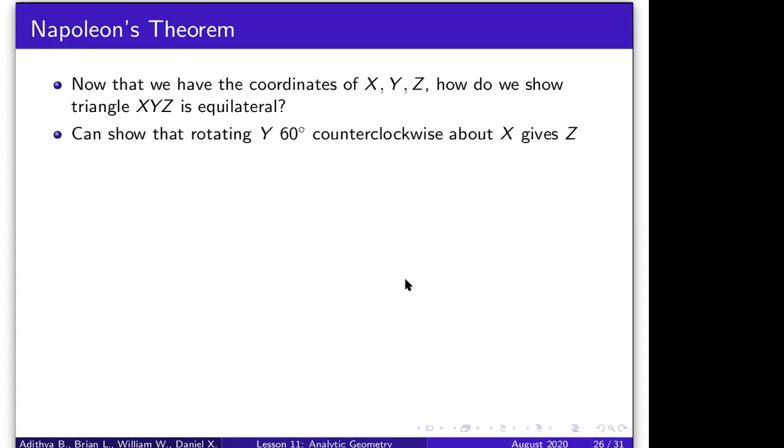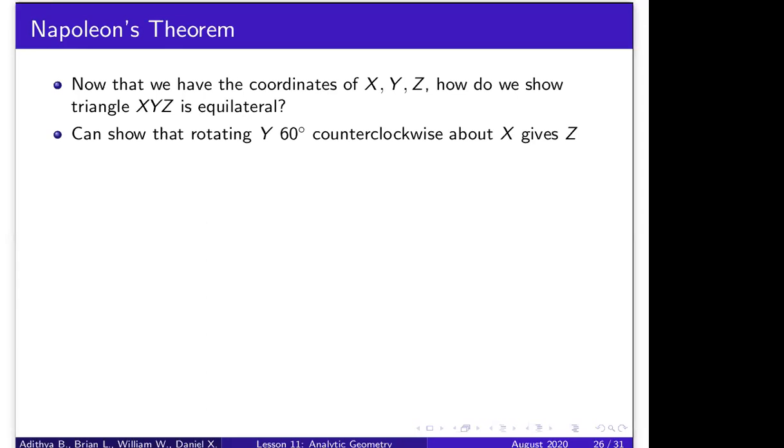Since we know that an equilateral triangle has 60-degree angles, we can do the same thing we used to compute the coordinates using equilateral triangles. If we can show that when we rotate Y 60 degrees counterclockwise around X, the image is Z, that automatically implies the triangle is equilateral. Does everyone see why? Also in chat, find the ratio (z minus y) over (x minus y). Yeah, it should be cosine 60 degrees plus i sine 60 degrees.